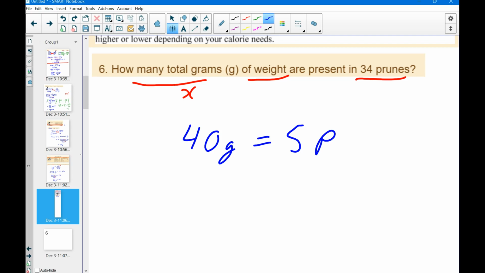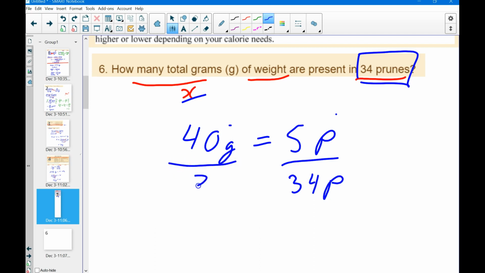So now look at the question. Makes a little more sense because we can see the grams and prunes, and we're dealing with 34 prunes this time. We're trying to find out our grams. So as we know now, because we're experts at this, we keep the prunes together because the units are the same. So 34, and the x goes over here, 100 grams. No problem.